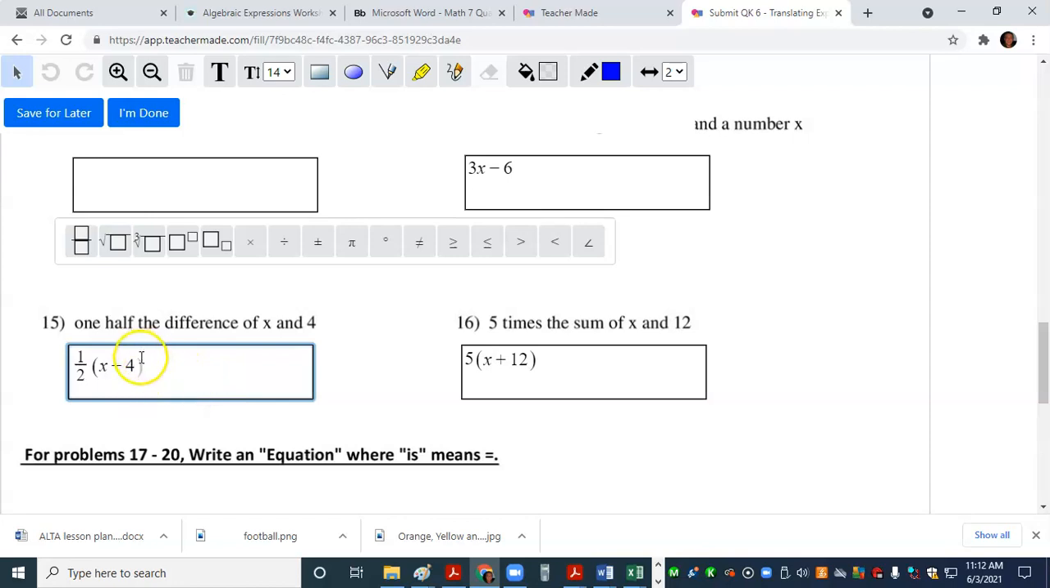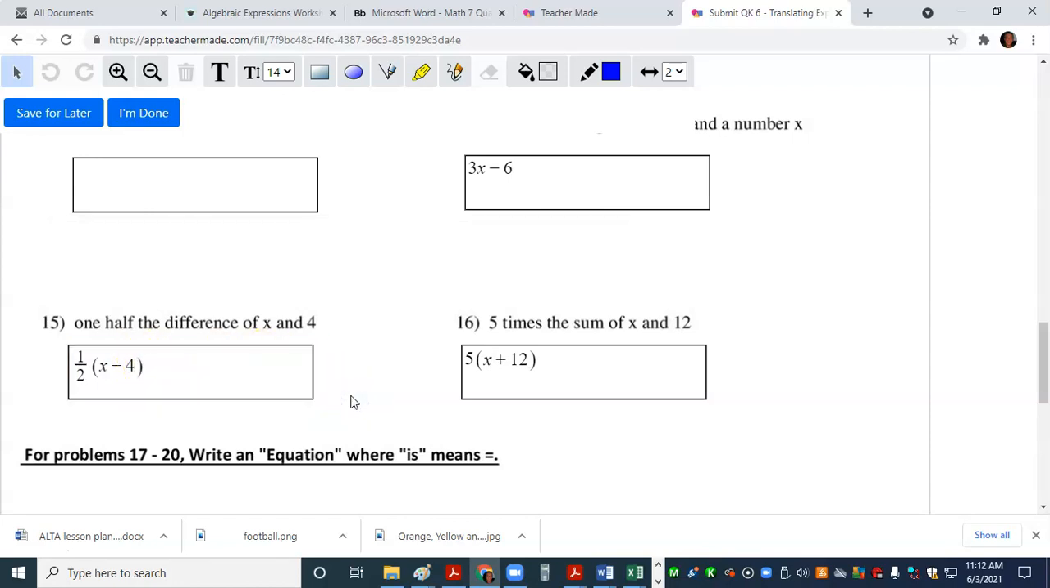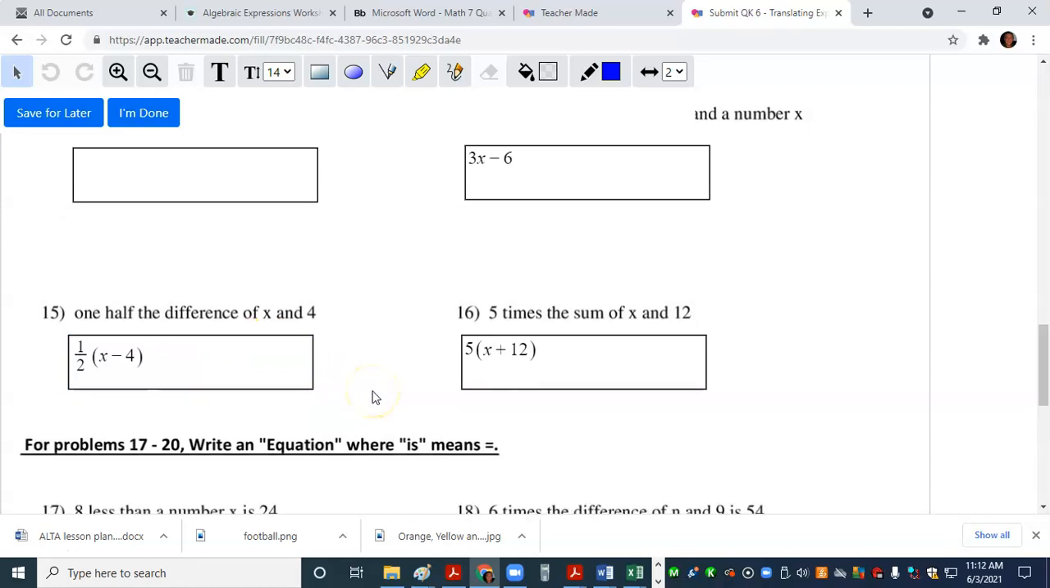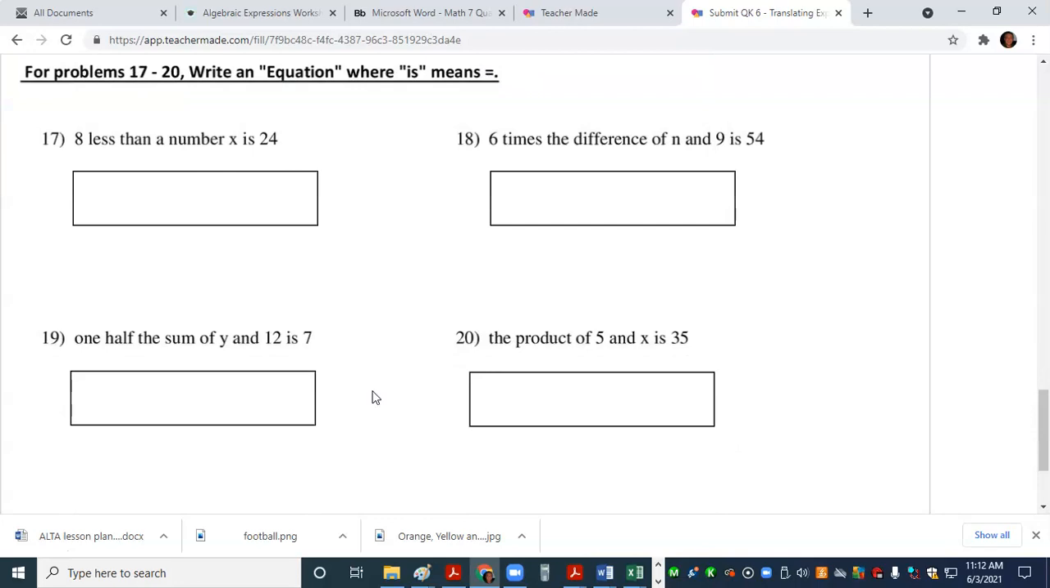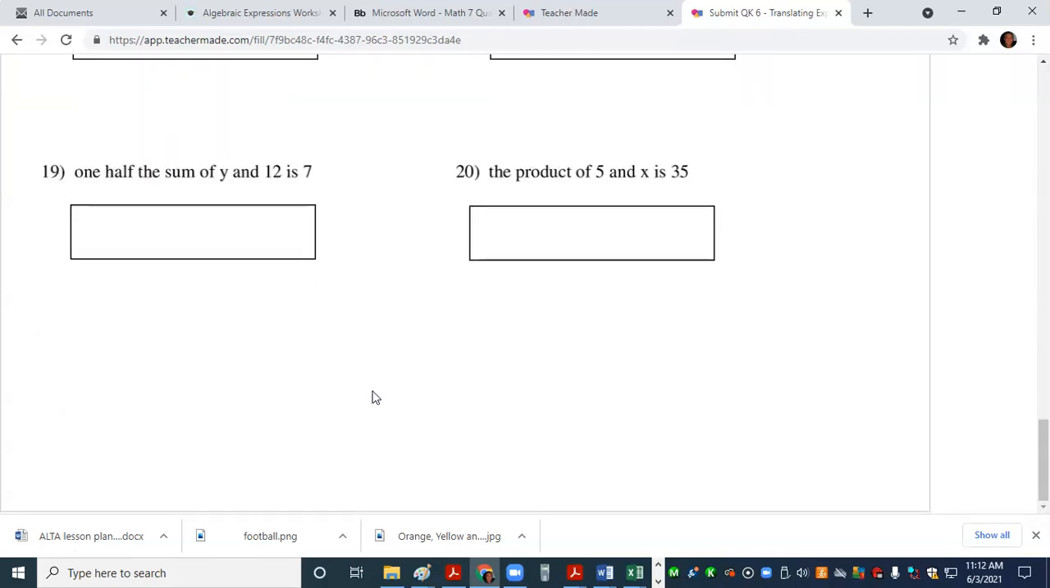And you can see that the parenthesis is gray there, so as soon as I leave that box, it'll finish the parentheses. I don't need to put the second one in there. All right. And that's what we have to do.